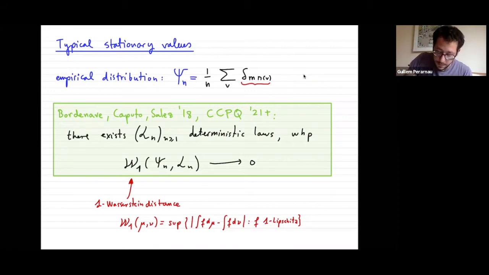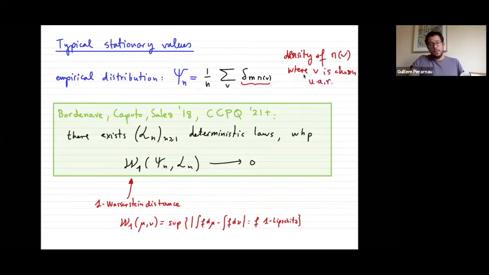So in fact, this is the distribution, or the density, of pi of phi, where phi is chosen uniformly at random among all the vertices. So I'm interested in the value of pi for a randomly chosen vertex. And then there's this result of Bordenave, Caputo, and Salez. Here I also put our names because we generalize this to a more general degree sequence, but we're just following their proof, so it's really their result.